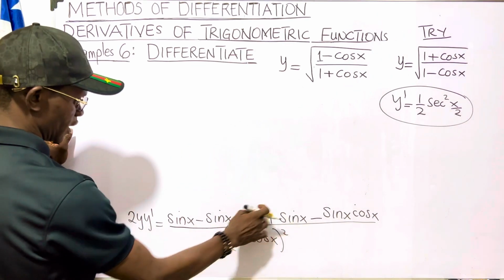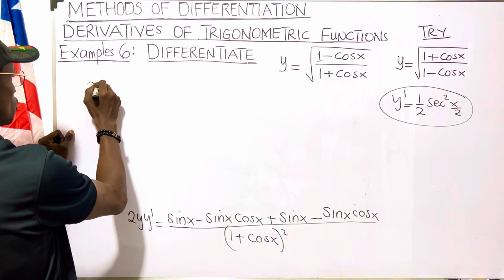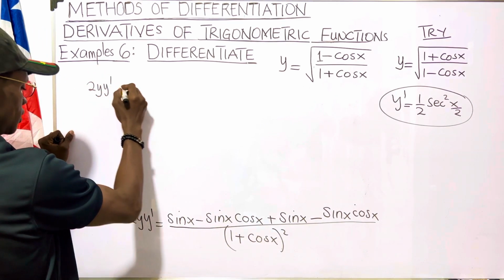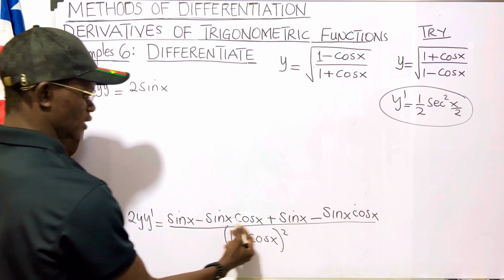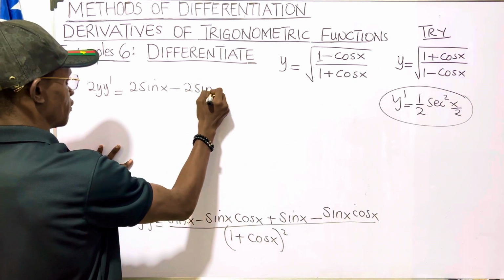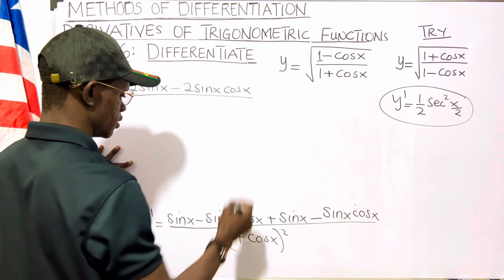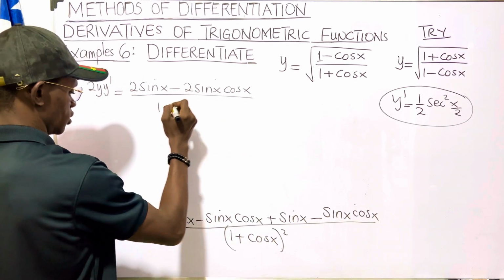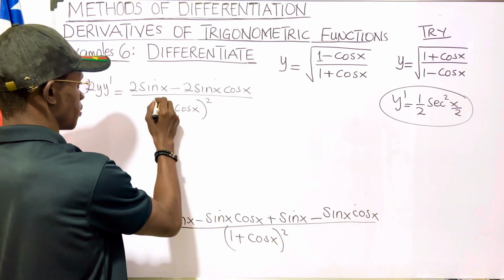So now we can simplify. Sine of x and sine of x is 2. So it's 2y, y prime equals 2 sine of x. And then this gives us 2 sine of x, cos of x, all over 1 plus cos of x all square.